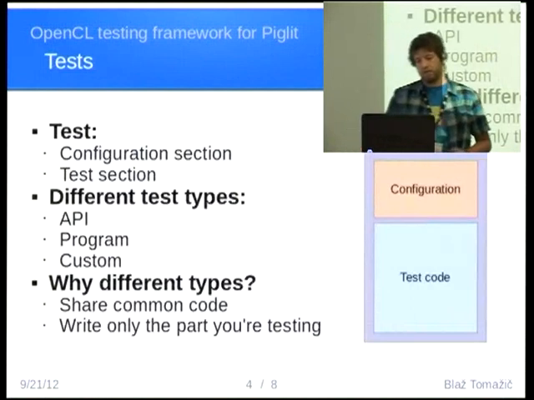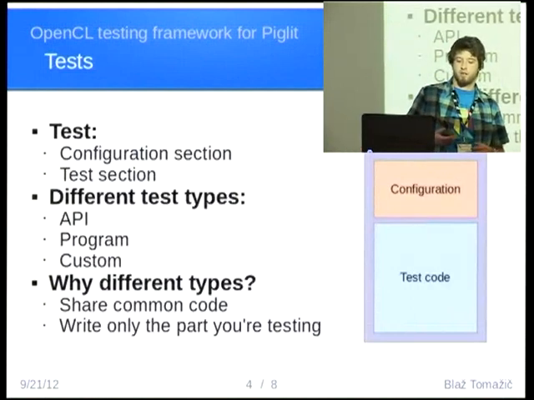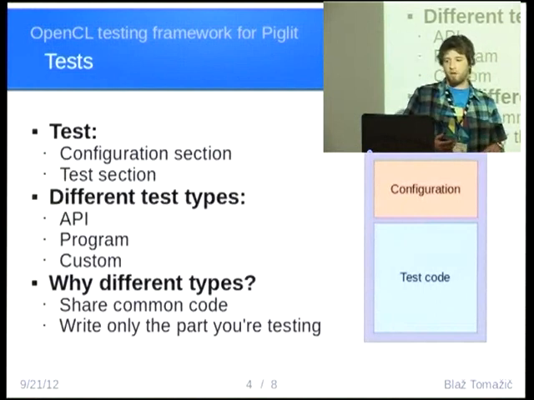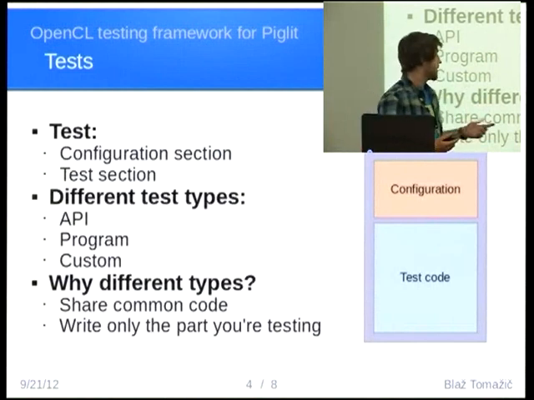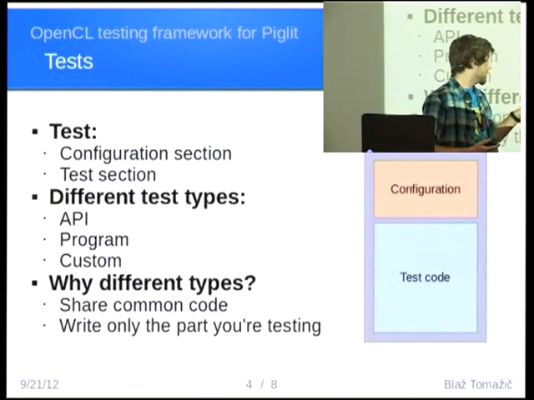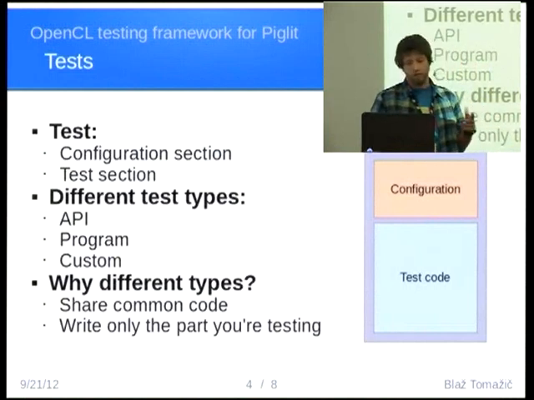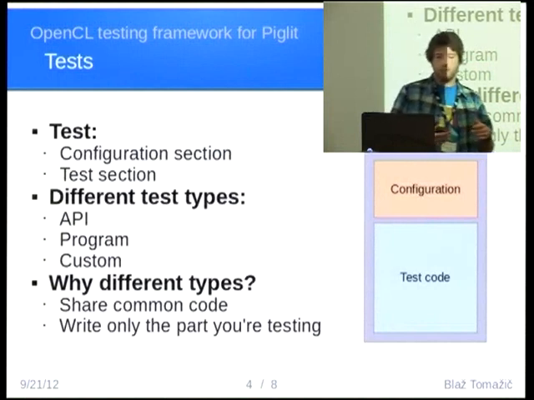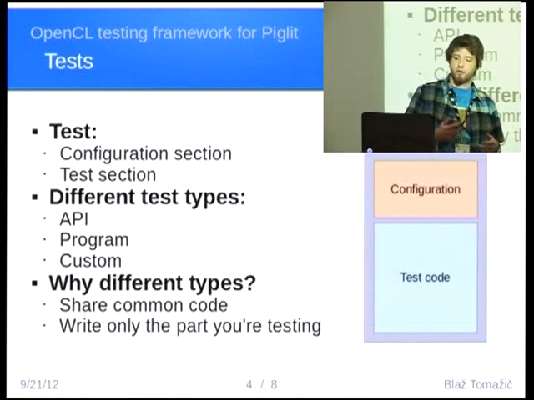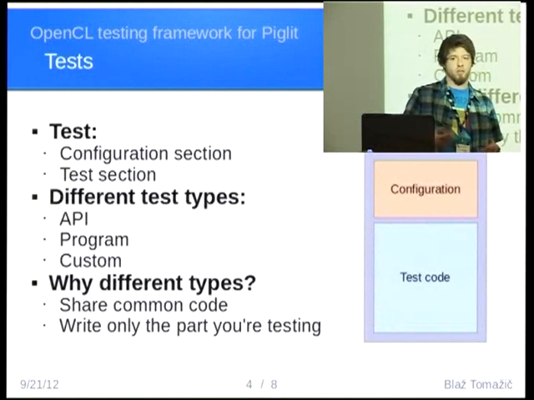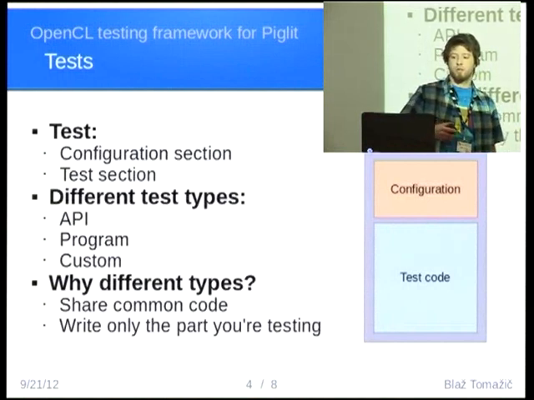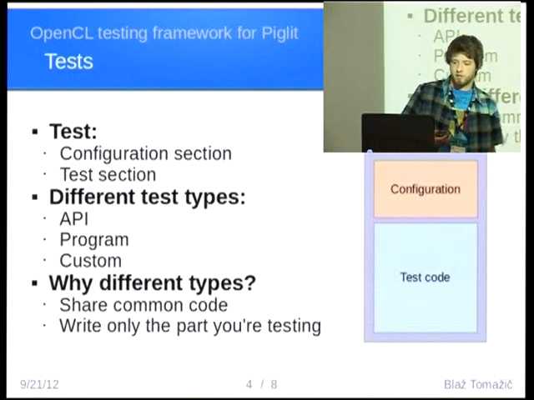So how is a test written? Well, it consists of 2 parts. You have a configuration part and the test code. In the configuration part, you set some parameters, as I will show later. And those parameters create an environment for your test. It can already build a program or something like that, so you get a built program or kernel on which you can execute your test.